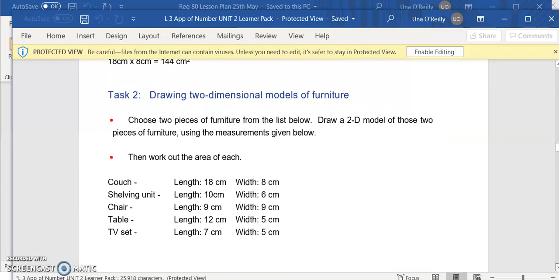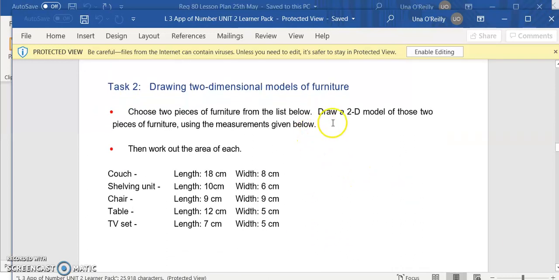And then it asks you to choose 2 pieces of furniture from the list below and draw a 2D model of those 2 pieces of furniture using these measurements. So the same thing that they did with the couch above, they want you to do with any 2 rather of these. And then it's asking you to work out the area of each one. So up here they want you to draw a 2D model of one of these 4. You've already done the couch. You can do the couch again if you want, I suppose. But it wants you to work out the area of each one.